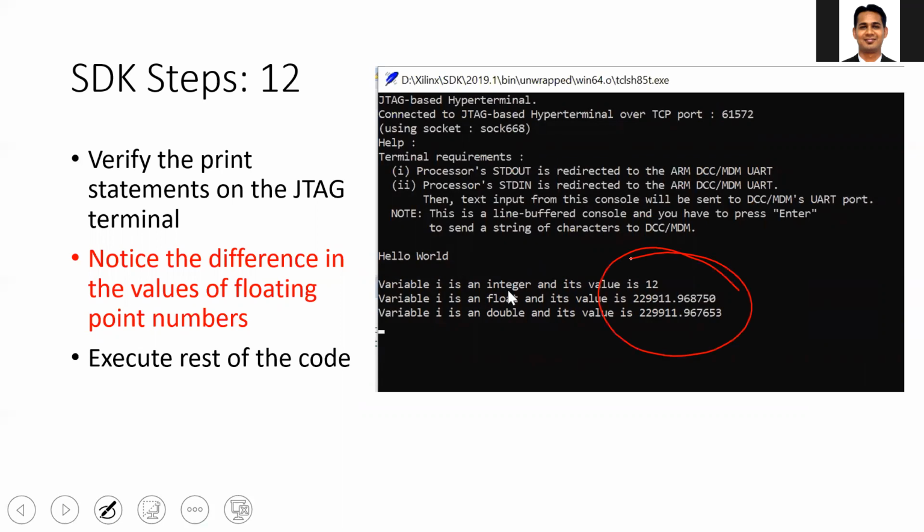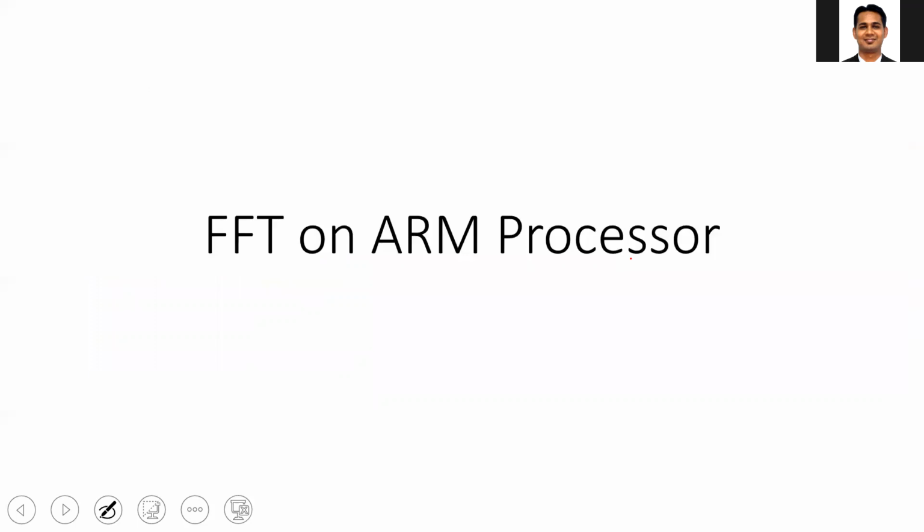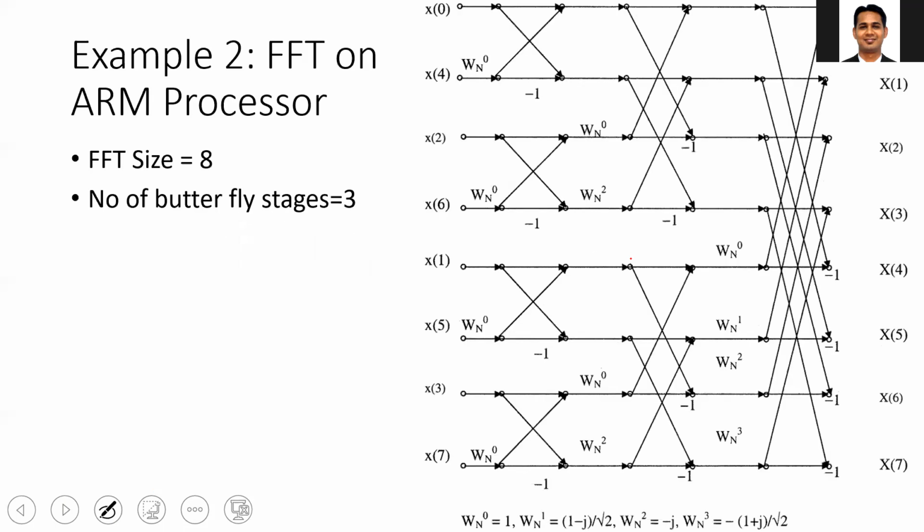Now, after this initial step, if you are comfortable with this one, we can go to the second example, which is how to implement the FFT on ARM processor. And we are going to take a very simple example. We are going to take the FFT of size 8, like an 8-point FFT.